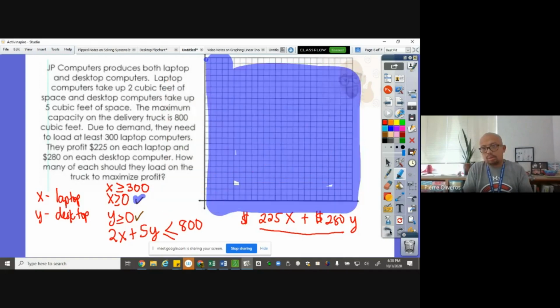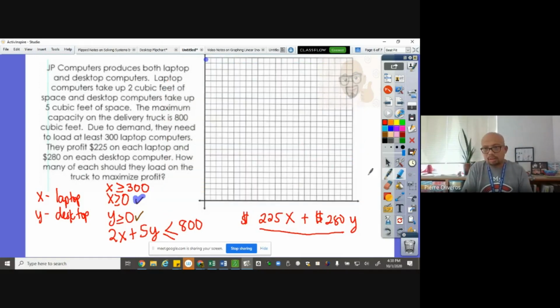Okay, so I'm gonna erase that one just to let you know about that. But I need you to write this too because this is important. You have to understand that laptops and desktops cannot be negative. It can be zero and a positive integer in this case. Okay. Anyway, so x greater than or equal to 300.